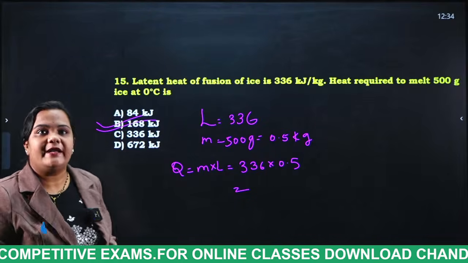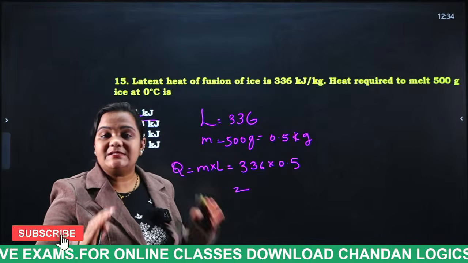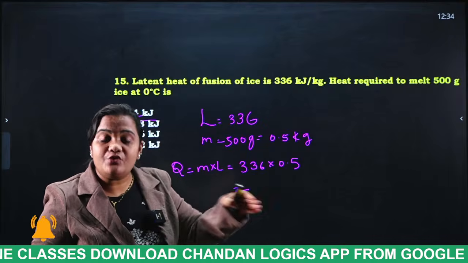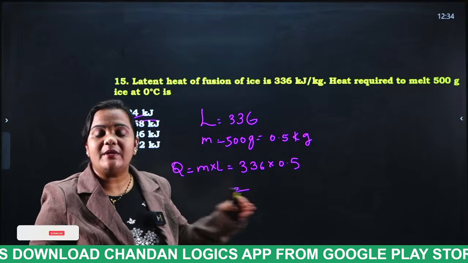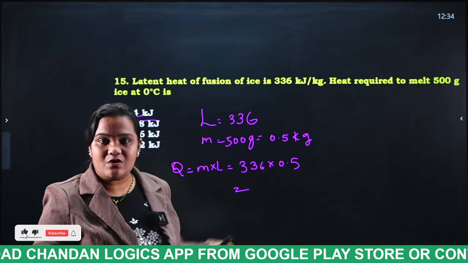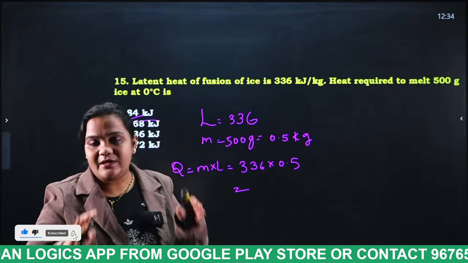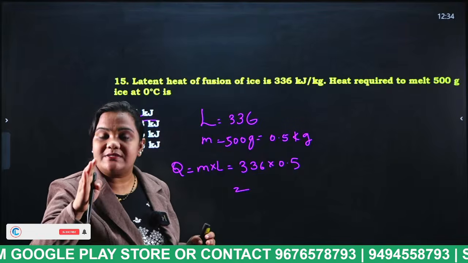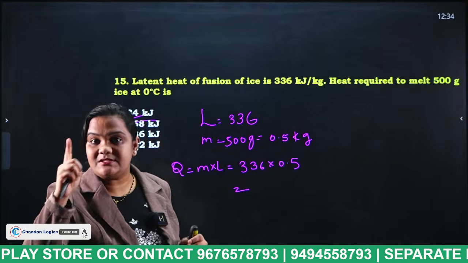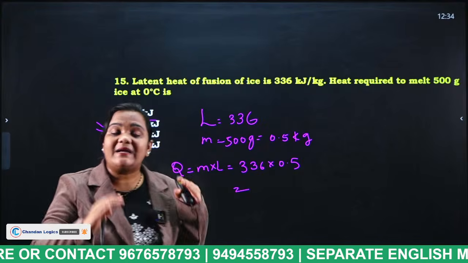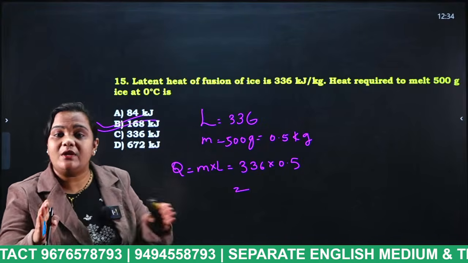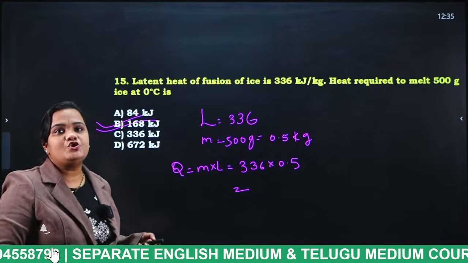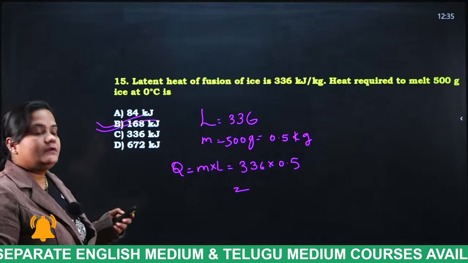Very good. If the latent heat is given and they have given you the mass and asked you to find the heat required, what is the formula, students? The formula is heat required is equal to mass into latent heat of fusion. If the mass is given in grams, we have to convert those grams into kgs. Remember this, very, very important. If we convert the grams into kgs, only then will we get the accurate answer. Very good, students. Next question.